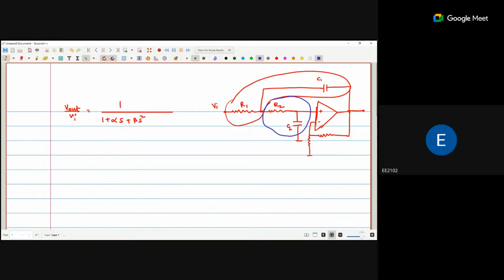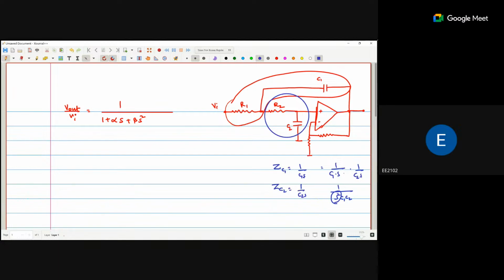There are two capacitances. The impedance of capacitor C1 is 1 upon C1s, and for C2 it is 1 upon C2s. If these two are in cascade, the term is 1 upon C1s into 1 over C2s. So that's why there is a term of 1 upon s square C1 C2. That's why this s square term appears, so we can say that this is second order. Clear?